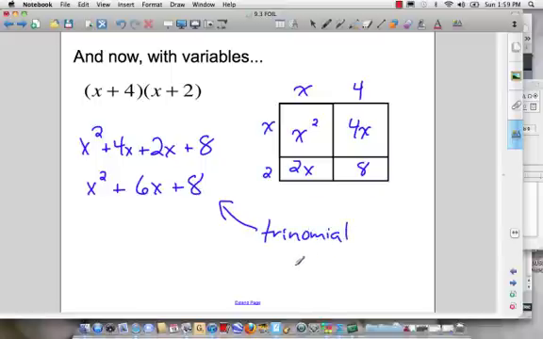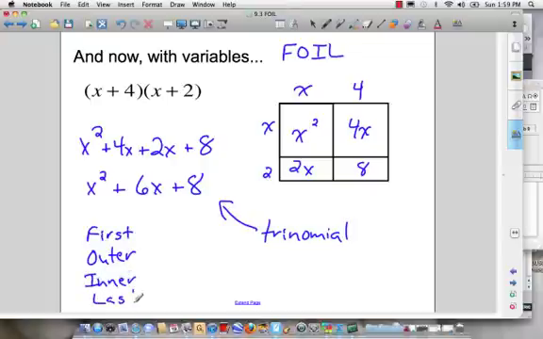Okay, so the way this is often explained, or remembered rather, is using the acronym FOIL, which stands for first, outer, inner, and last. And there's nothing special about that order, but here's what it means.